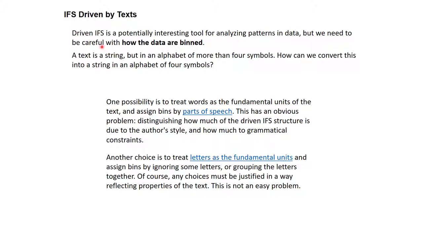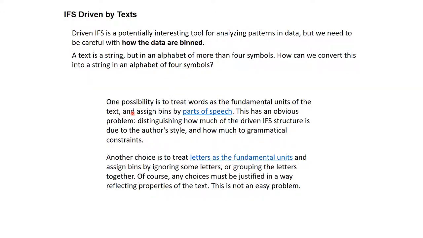Now, how do you analyze texts or the literature? A text is a string in an alphabet of more than 4 symbols. So it's not 4 symbols. So how do we get 4 outcomes out of this? How do we convert this into a string in an alphabet of 4 symbols? We need to change these 26 letters into 4 symbols.